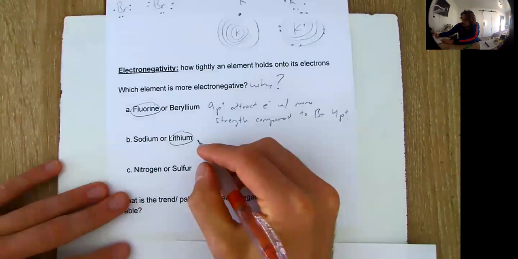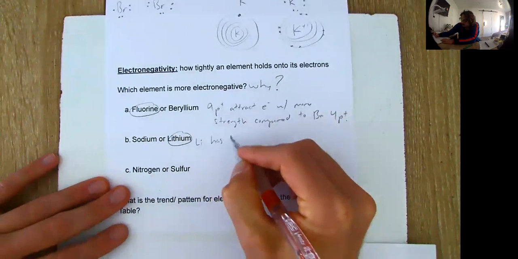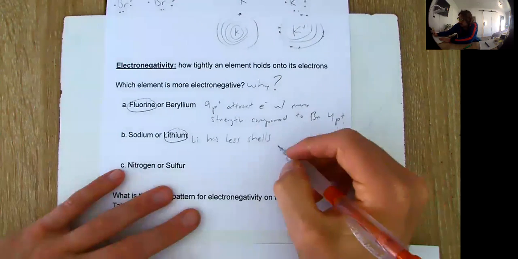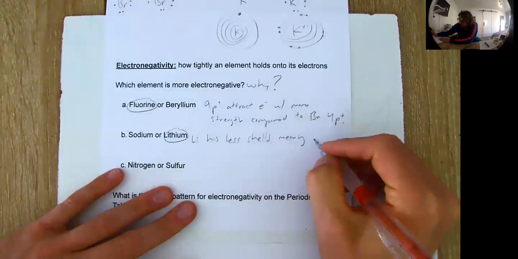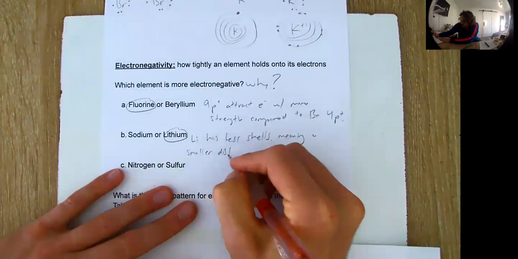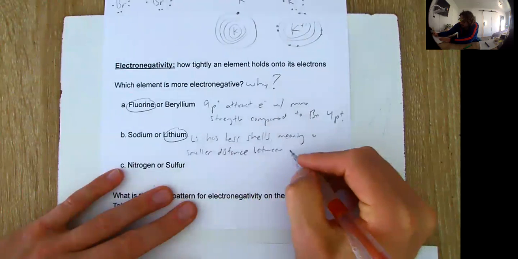Why? Because lithium has less shells, meaning a smaller distance between protons and electrons.